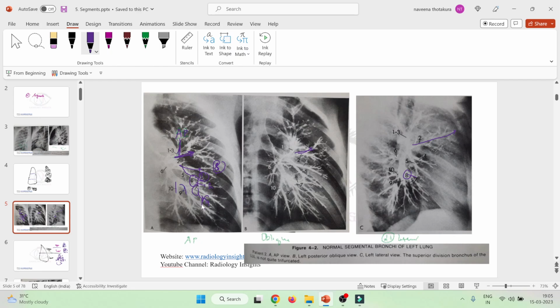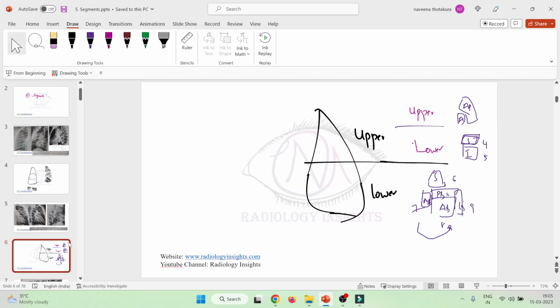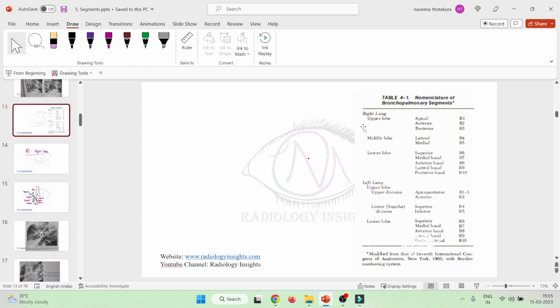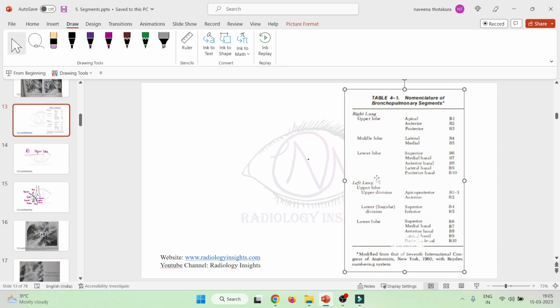So it's not important to remember where each bronchus is and the different variations, because there will be hundreds and thousands of different types of variations of each bronchus in its position and everything. So you don't need to remember this, but what you actually have to remember are these bronchopulmonary segments. The left lung is divided into upper lobe and lower lobe.